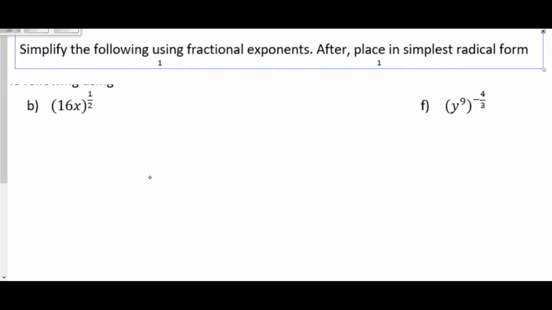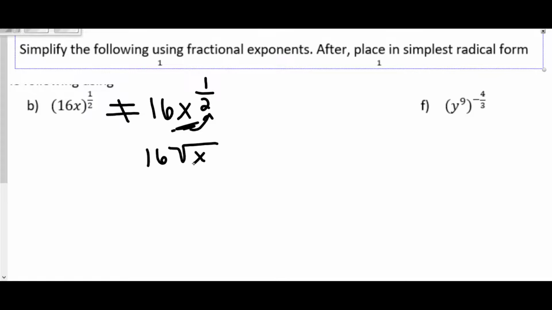Simplify the following using fractional exponents and place in simplest radical form. So this is 16x all raised to the 1/2. And I just want to point out that this is not the same as this. And this was a question on your review sheet, and there's a reason why I gave you both of them. This one is just the x being raised to the 1/2. So the 16 has nothing to do with this fractional exponent. So if I were just to rewrite it as a radical, the 16 would have nothing to do with the radical, and the x would just be under it.